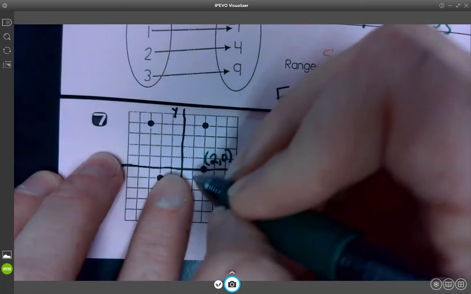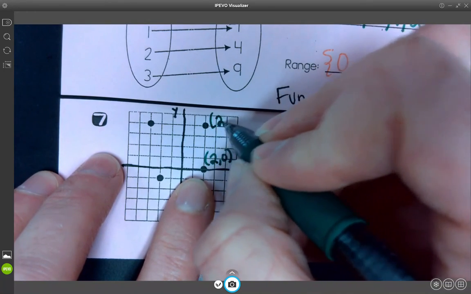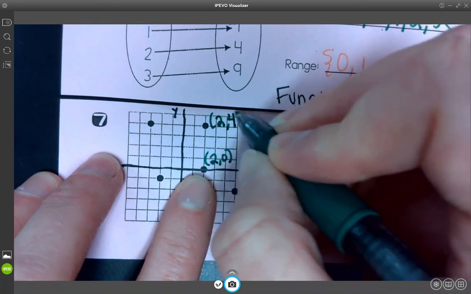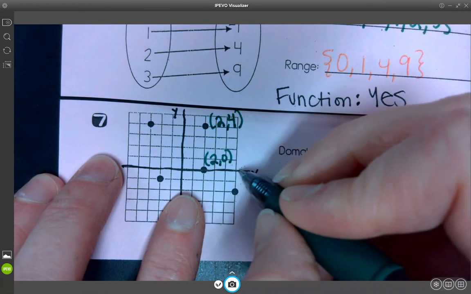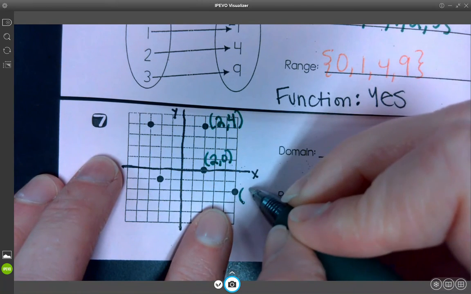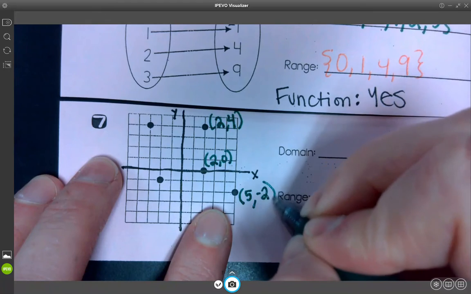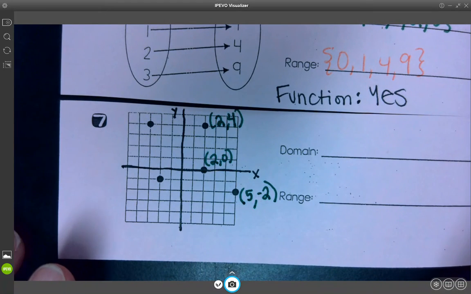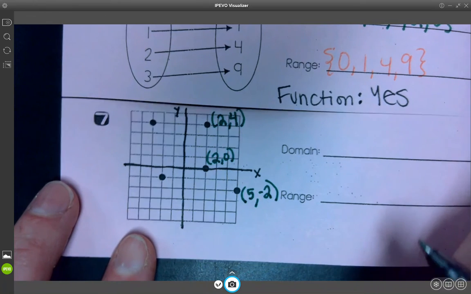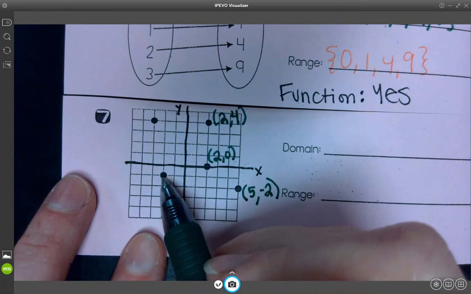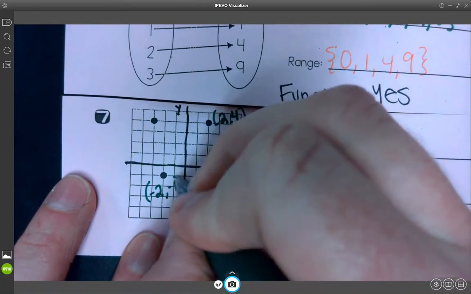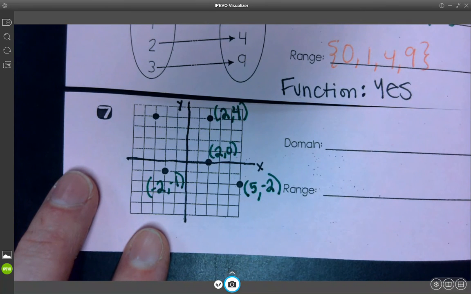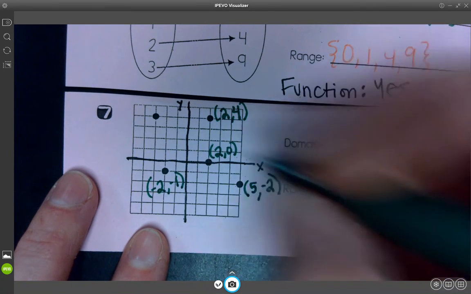And then go to the next one. Let's go to the one right above it. It's also 2 up to 4. Yep. And then go all the way over here and down. 5, -2. And then we'll go to this one. -2, -1. And then this one.